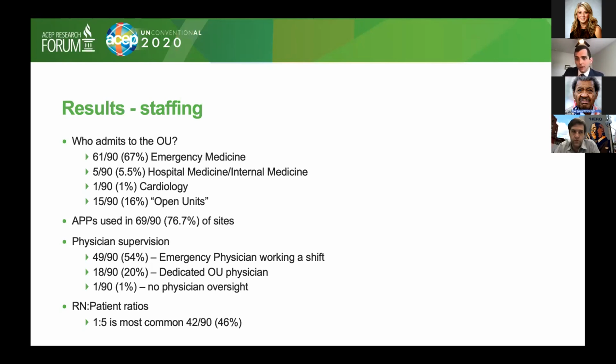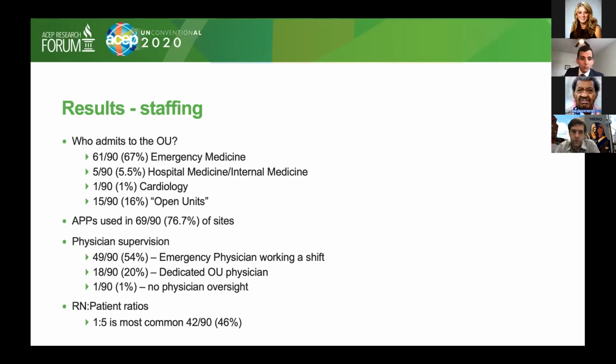The majority of these observation units did have physician oversight. Approximately 54% of the hospitals had an emergency physician who was also working elsewhere in the ED responsible for covering the CDU from a physician standpoint. Approximately 20% of these observation units had a dedicated physician, and there was one hospital with no physician oversight, run solely by advanced practice providers.